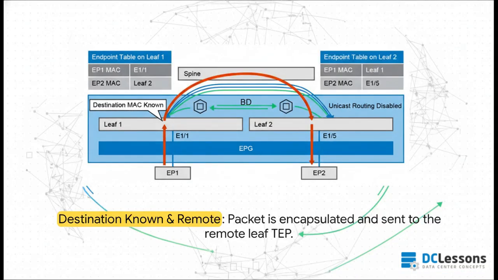Okay, now let's move them apart. EP1 is on leaf 1, but EP2 is way over on leaf 2. Leaf 1 checks its endpoint table and sees that EP2 is on leaf 2. Now, this is where the magic of the ACI fabric kicks in. Leaf 1 takes that original frame, wraps it up in a VXLAN header, and sends it across the spine. The destination of this new, bigger packet is the unique address of leaf 2, which we call its tunnel endpoint, or TEP. Leaf 2 gets the packet, unwraps it, and delivers the original frame to EP2.